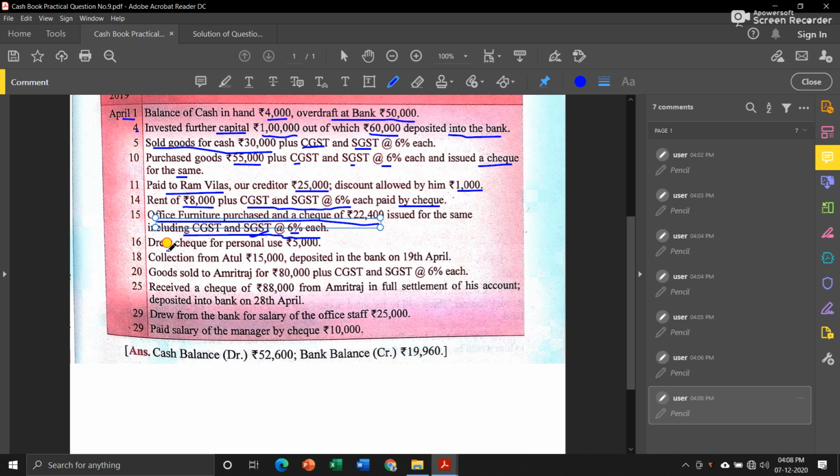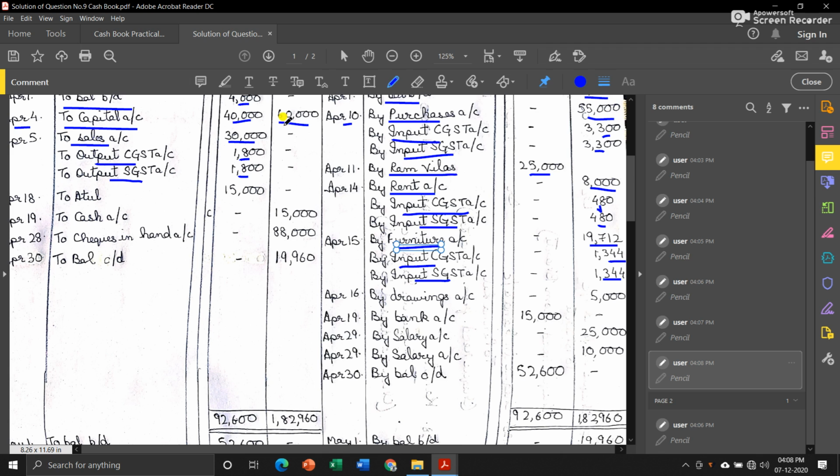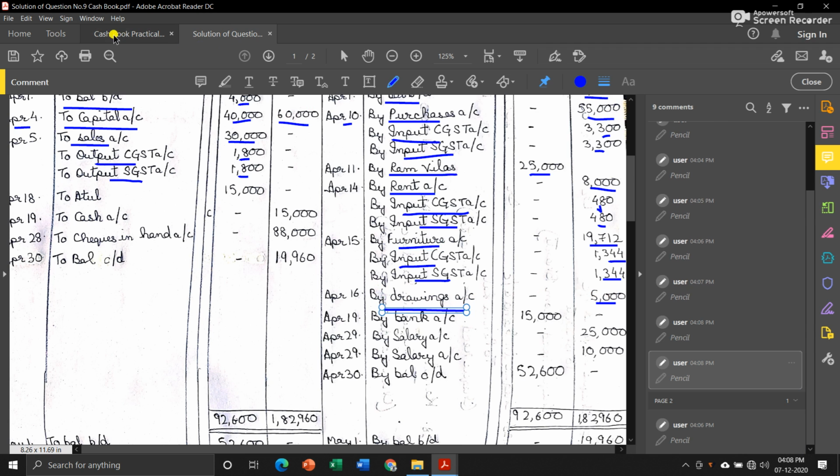The next, on April 16, drew check for personal use 5,000. Since we drew a check for personal use, it will be treated as drawing. So we will write by drawings account in bank column 5,000.